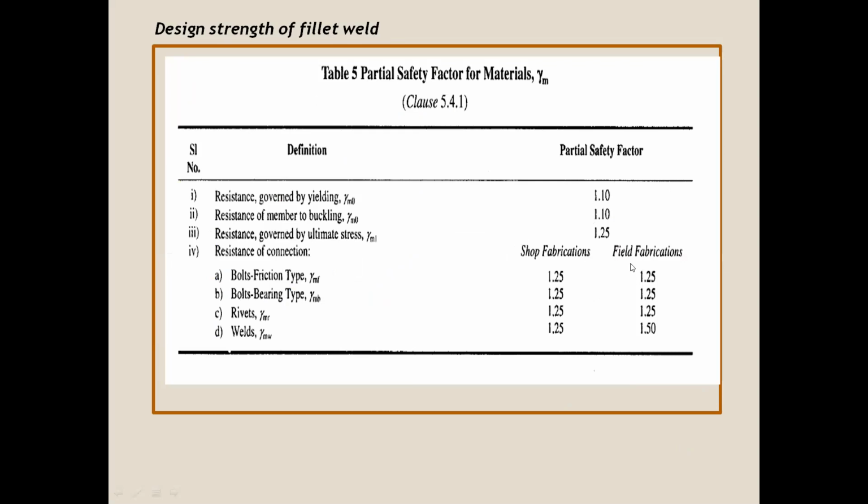See partial safety factor. Resistance governed by yielding, buckling, ultimate stress. Bolt friction, bolt bearing, rivets, welds. You have to consider shop fabrication and field fabrication, shop weld and field conditions. Take this as the factor of safety gamma MW. Take the values to calculate the design strength of fillet weld.